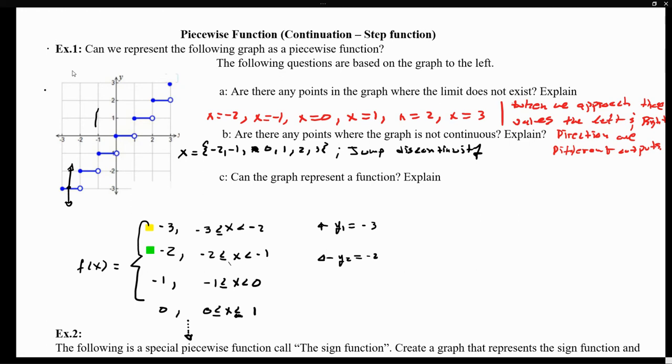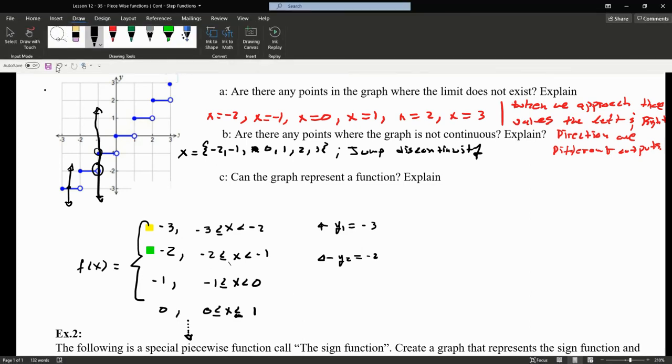If we draw a vertical line at negative 2, you might be tempted to say, well, look, I'm hitting the graph here and here. So I'm touching the graph at two different values. So therefore, it doesn't pass the vertical line test. But we've got to be careful with that statement.